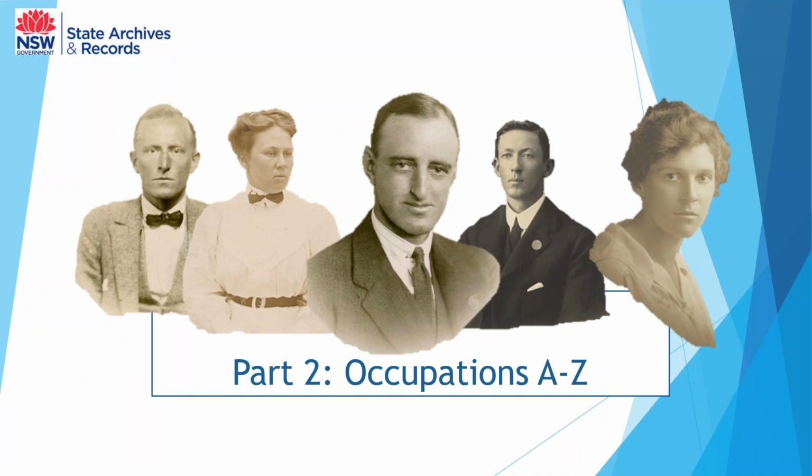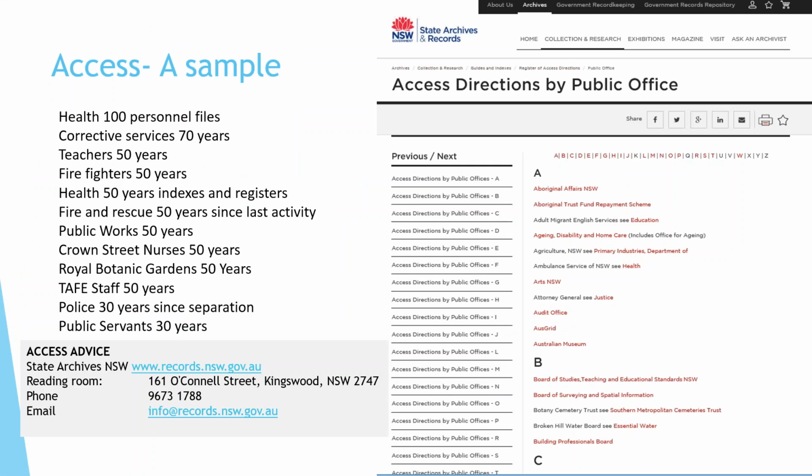So the first thing I want to start with is access. It's actually not very clear for the new researcher. On the left-hand side, just a few samples. Health personnel files are closed for 100 years, which is the longest. Corrective services are closed for 70 years, and so forth, all the way through to police at 30 years since separation, and public servants for 30 years.